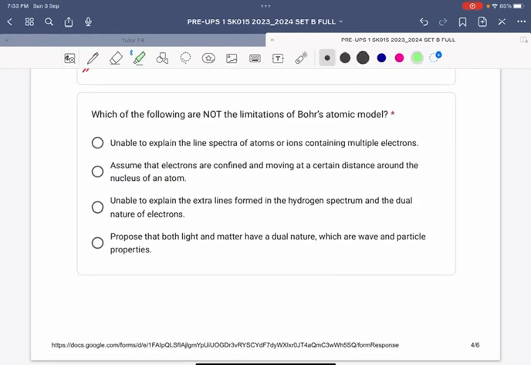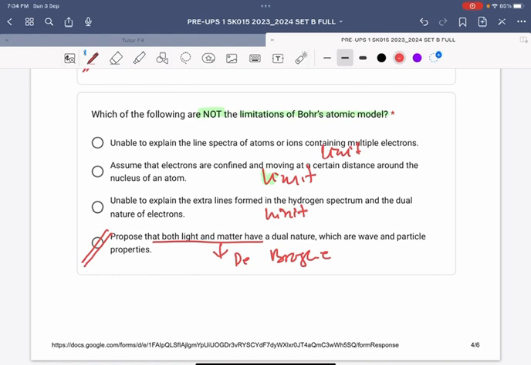Okay, which of the following is not a limitation of the Bohr atomic model? Not a limitation. So according to the answer, unable to explain the line spectra of atoms or ions containing multiple electrons. This is a limitation. Assume the electrons are confined and moving at a certain distance around the nucleus of an atom. This is also a limitation. Unable to explain the extra lines formed. This is also a limitation. Proposes both light and matter. Okay, this is not from Bohr. This is from de Broglie. So the answer is option 4.